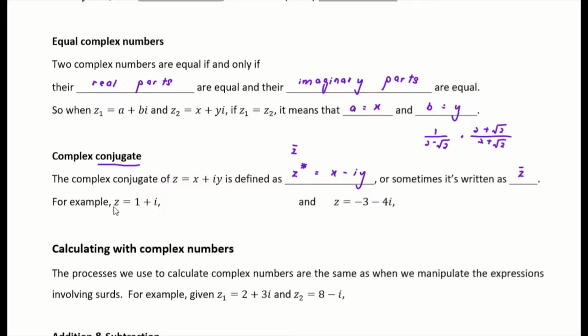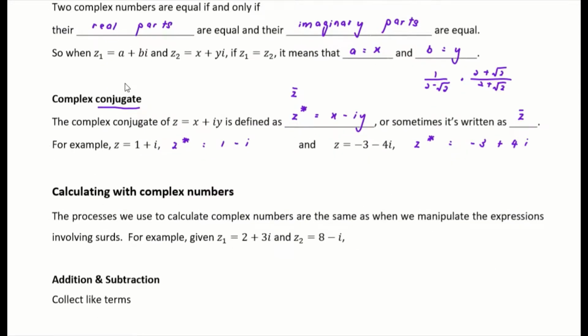Okay, so for example, if you have a z which is 1 plus i, its conjugate is going to be 1 minus i. If you have z equals negative 3 minus 4i, then the conjugate is going to be negative 3 plus 4i. So remember, we are just going to change the symbol in the middle. Later we'll see more of this.